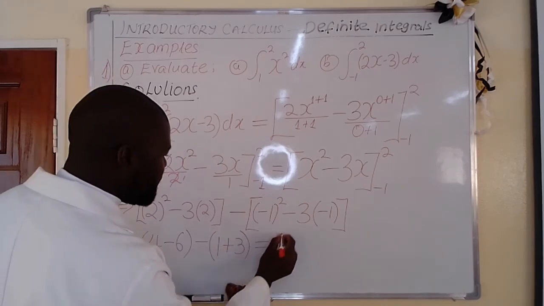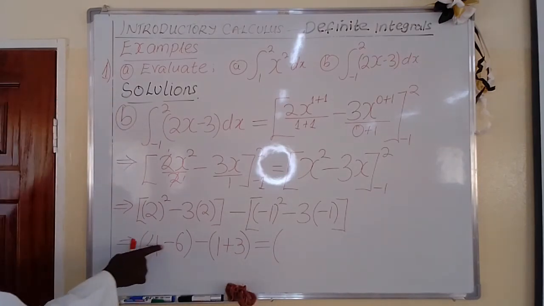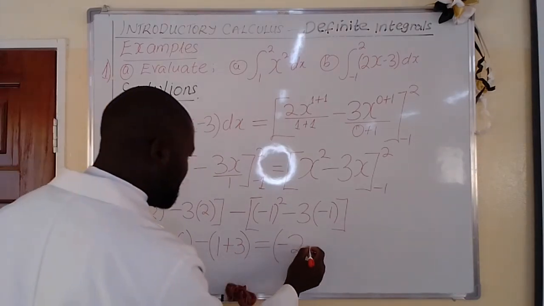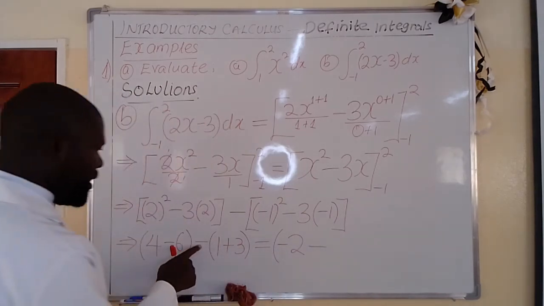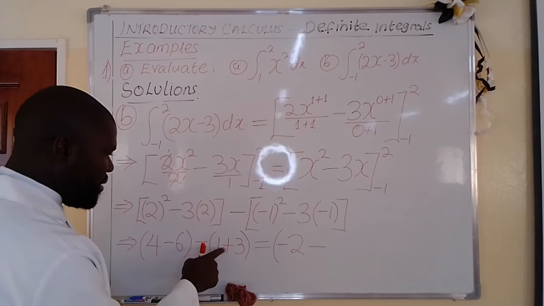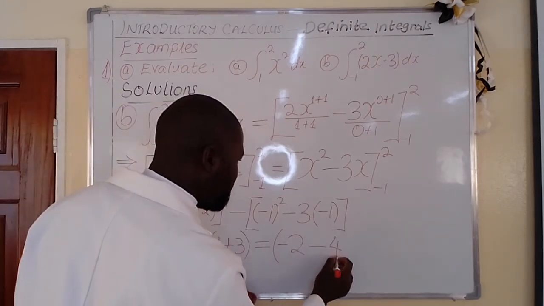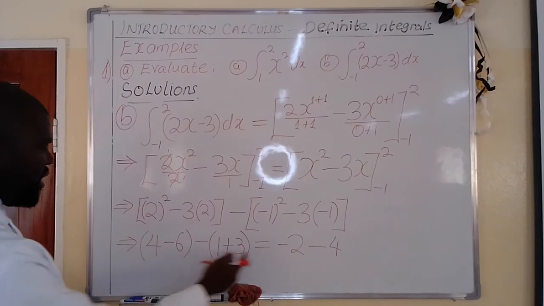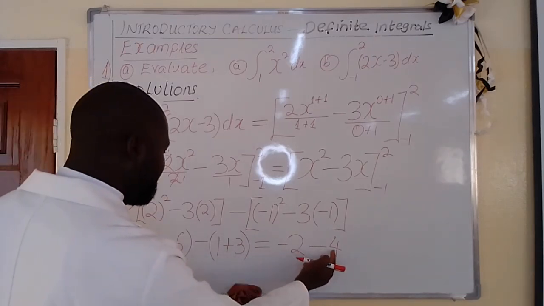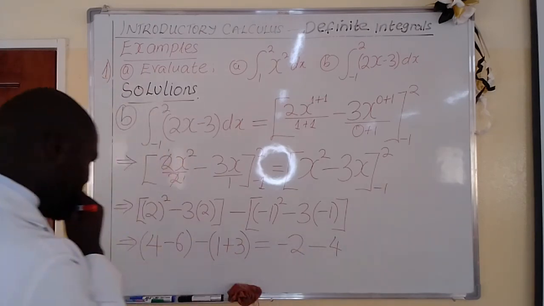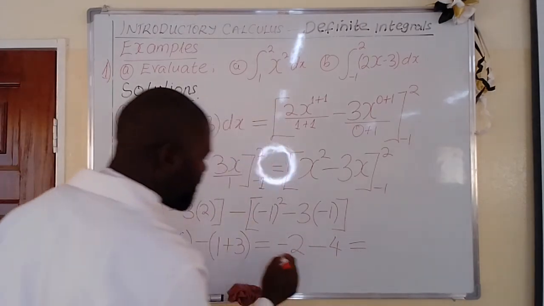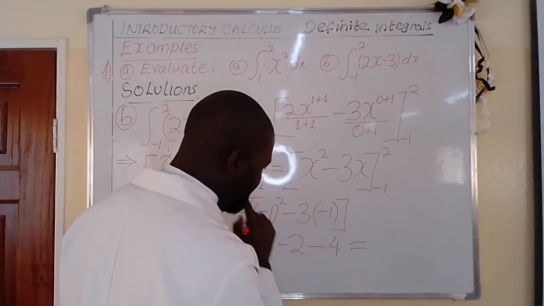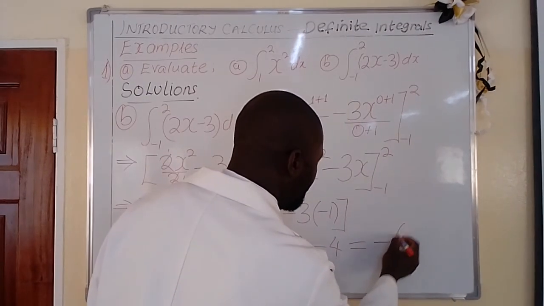Okay, this will give us 4 minus 6 will give us minus 2, and then this minus here, 1 plus 3 will give us 4. Okay, so this is now what we have. So from here we have minus 2, from here we have positive 4, and the minus between them. Okay, so this simply means our final value of the integral is minus 2 minus 4, which will give us minus 6.